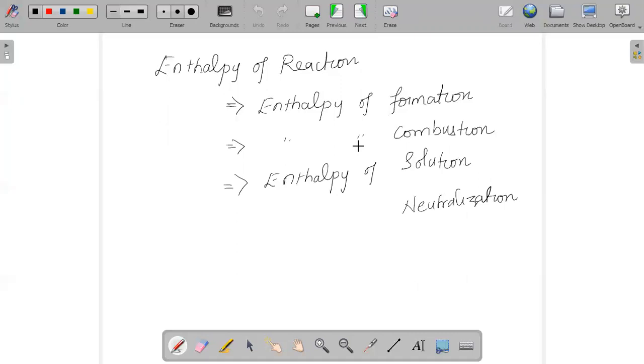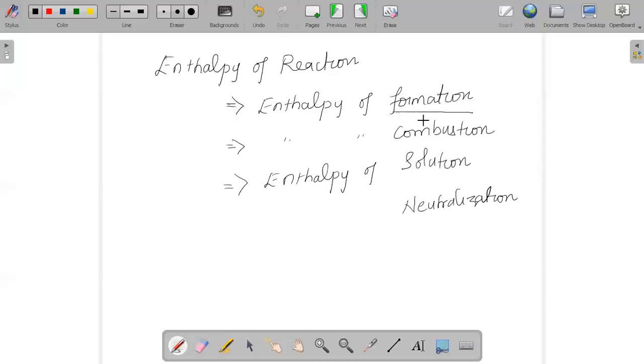In that, the first one is your enthalpy of formation. The name itself gives the definition: enthalpy change when 1 mole of substance is formed from its elements, because it is formation.